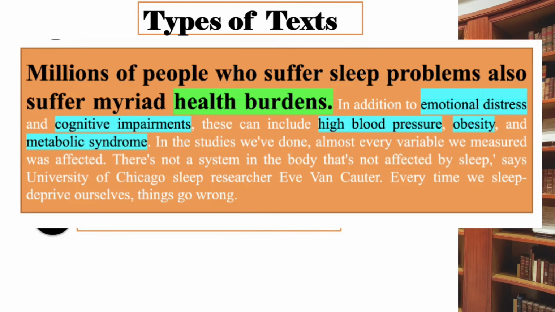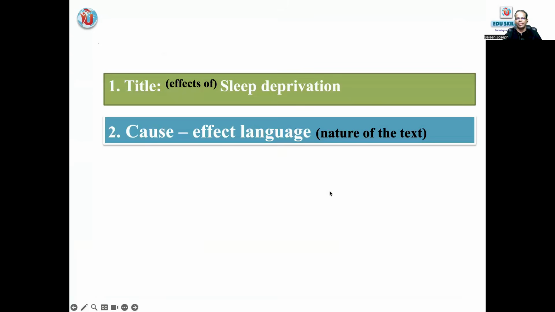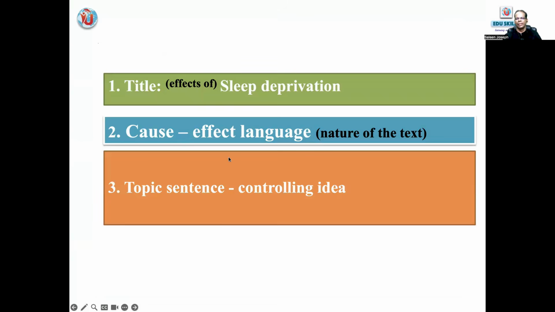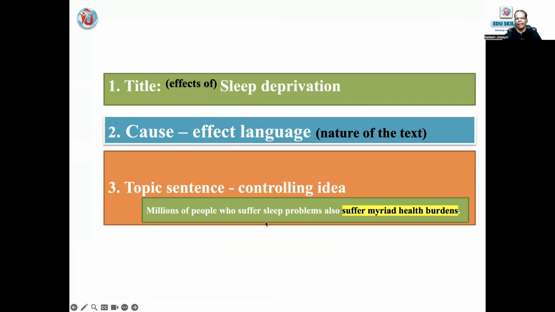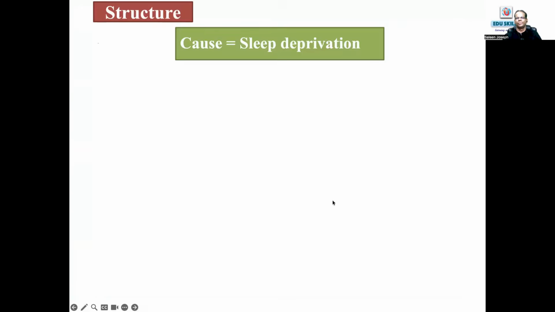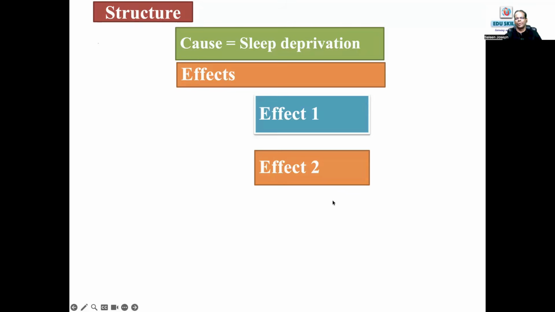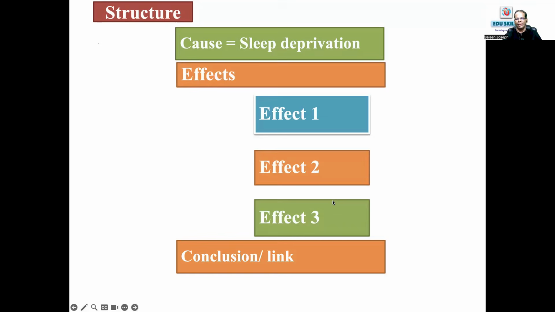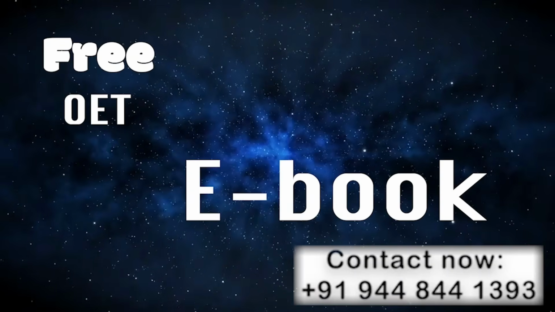Once you know, for example, this is a cause and effect text. What you have seen is a cause and effect text. So, title: effects of sleep deprivation. Cause, effect, language, answer of the text. Topic sentence, controlling idea: millions of people who suffer sleep problems also suffer myriad health problems. Structure: cause, sleep deprivation; effect, effect 1, effect 2, effect 3; then conclusion.